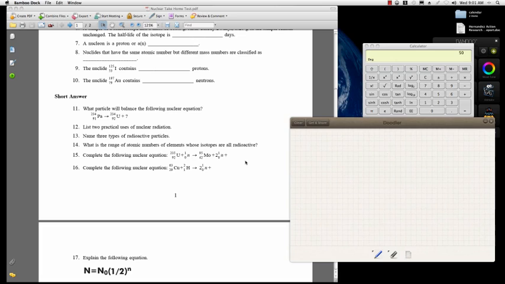Moving right along, we got complete the following nuclear equation. This one, we have a coefficient here. So you have to keep that in mind, but the top numbers have to equal the bottom numbers.